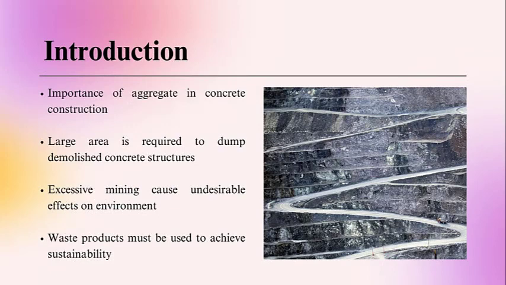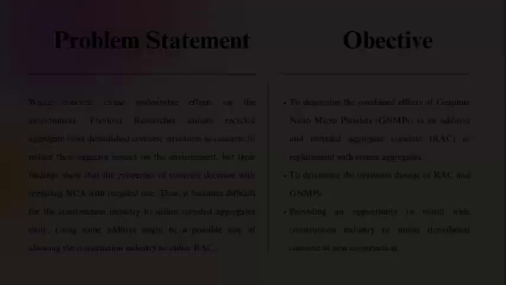The aggregate is the major and most abundant ingredient of concrete. Aggregates make up 70 to 80% of the concrete volume. The crushing of aggregates generates waste products, which is quarry dust. Due to excessive mining, our natural resources are depleting, thus affecting our environment. To preserve our natural resources, we have to replace them with recycled material to achieve sustainability.